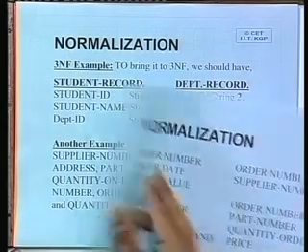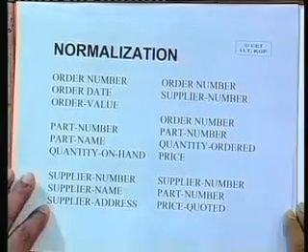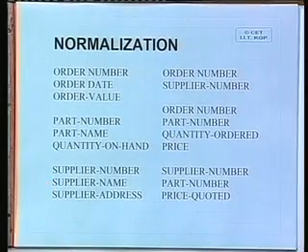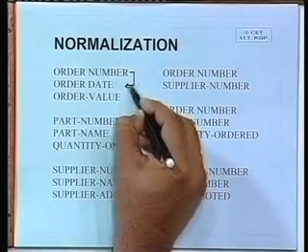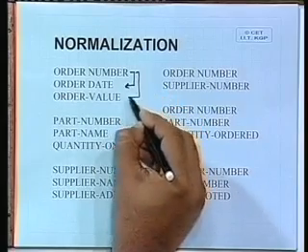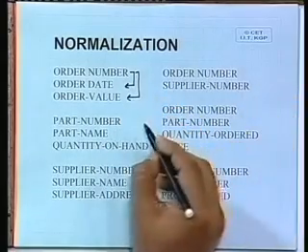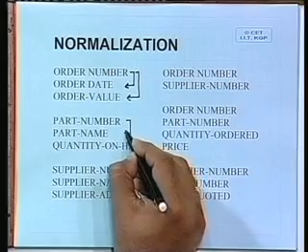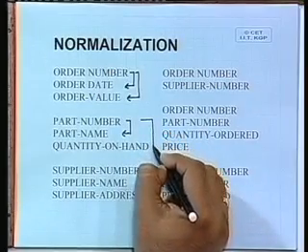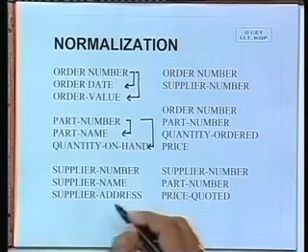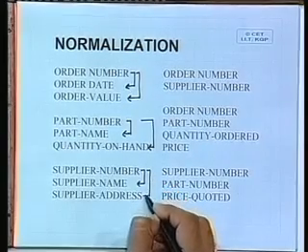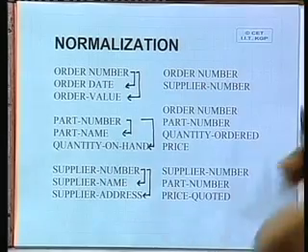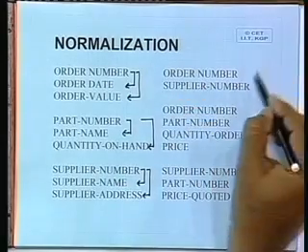So, as a part of normalization, you can group them in this manner. You can see here that all these have been grouped, and when this grouping has been made, order number identifies order date and order value, then part number identifies part name, part number identifies quantity on hand, supplier number identifies supplier name, supplier number identifies supplier address. What you see, this is now definitely in second normal form.